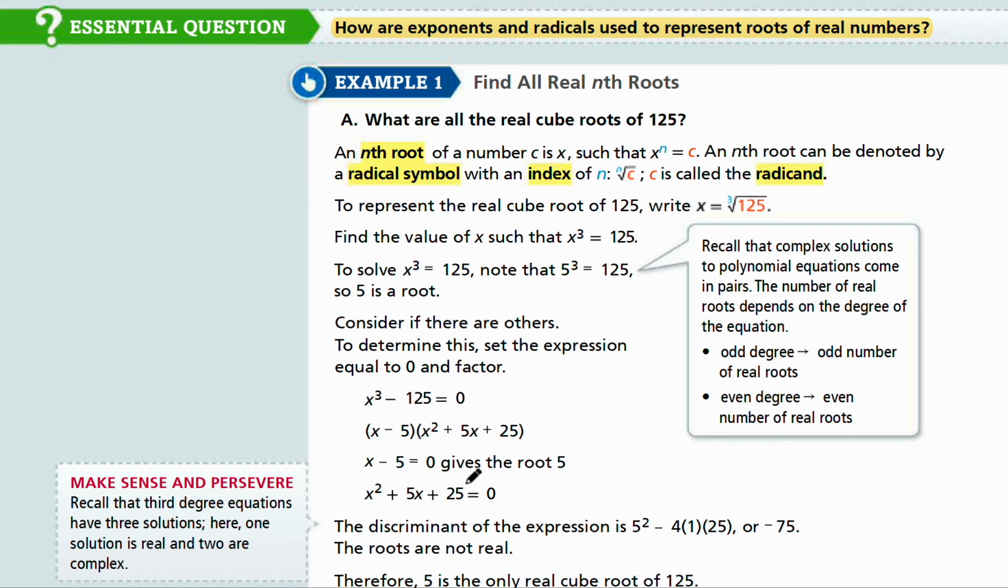Welcome to Algebra 2, Lesson 5-1: nth roots, radicals, and rational exponents. Let's think about this essential question as we look through the examples. How are exponents and radicals used to represent roots of real numbers?